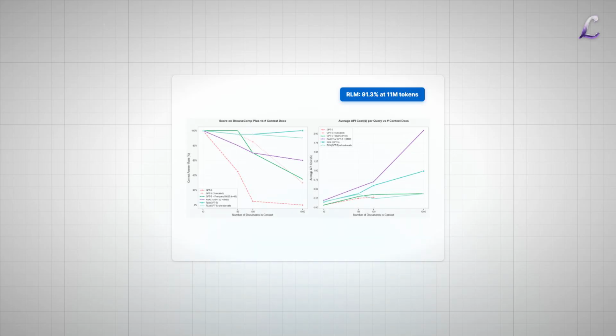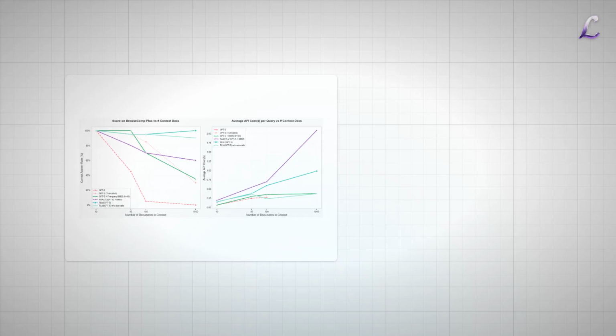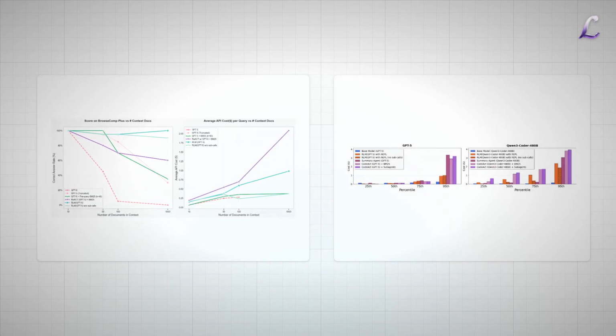And the cost? Surprisingly efficient. The median RLM run costs 99 cents. Feeding that same data directly into GPT-5 Mini would cost over $1.50. You are getting better performance for less money because the model learns to read only what it needs.